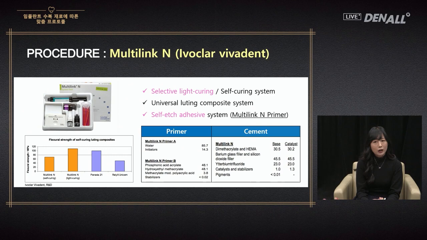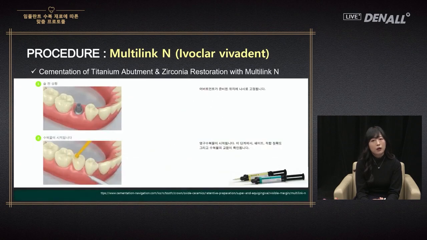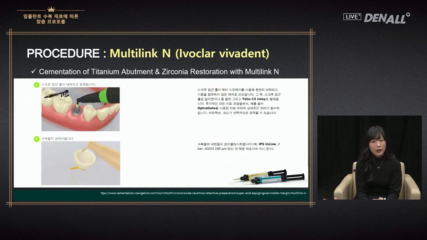Next, I'm going to talk about Multilink N from Ivoclar Vivadent. Because selective light curing is possible, it can do self-curing as well as dual curing. Check the abutment and try in the restoration to check fit and occlusion. For the inner surface, do sandblasting and clean it. Place the abutment, clean and seal.